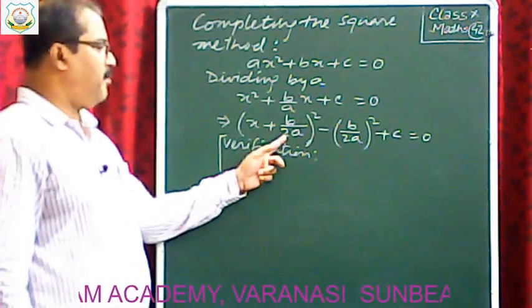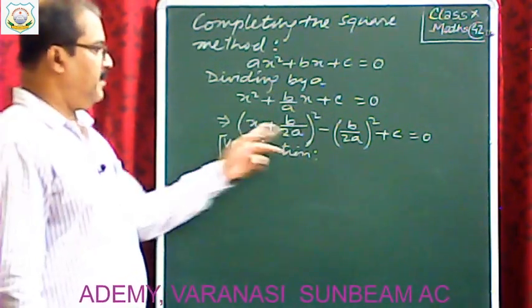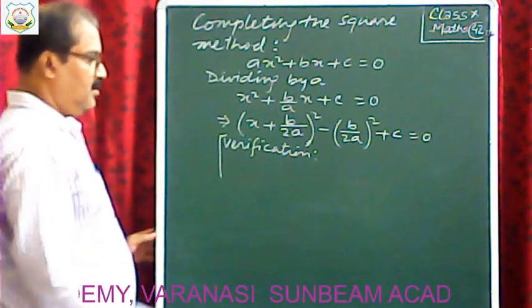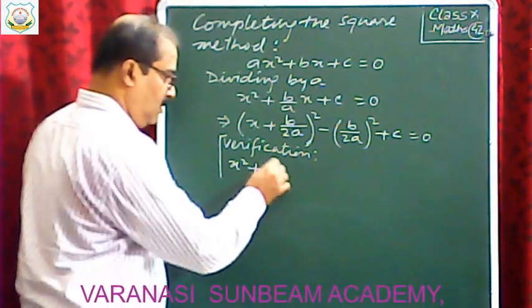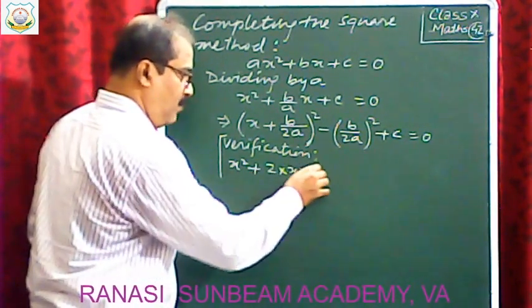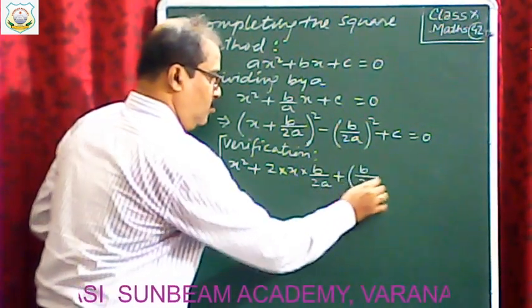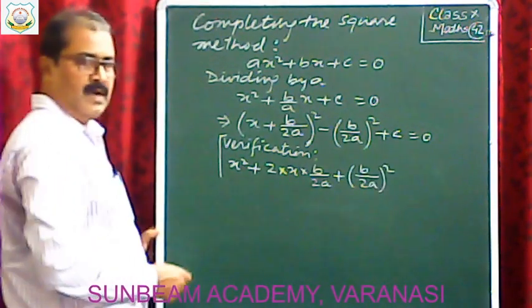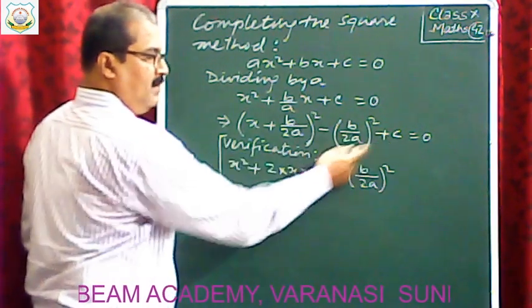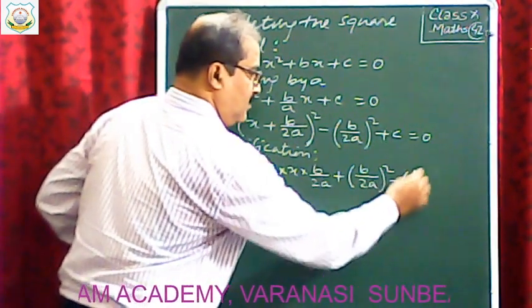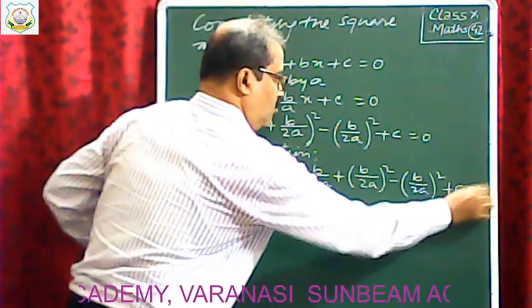x plus b upon 2a whole square. That means the a plus b whole square form is given. So expand accordingly: a square plus x square plus 2ab, so 2 into x into b upon 2a, plus b square, b upon 2a whole square. After expanding x plus b by 2a whole square we get this, and the remaining terms you have to write as they are, minus b upon 2a whole square plus c equal to 0.